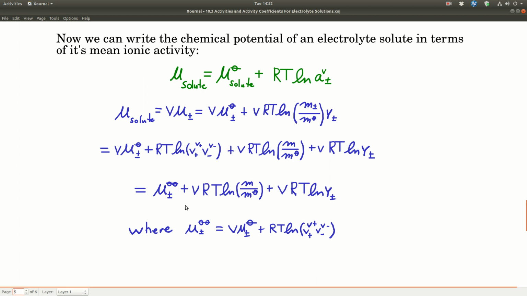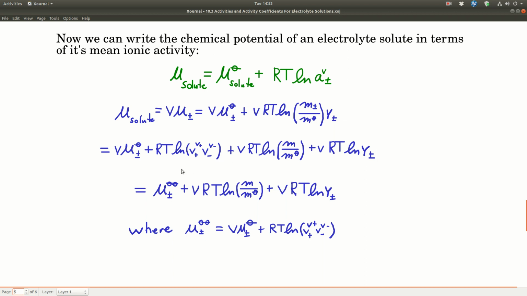Now, okay, we've gotten to the point where we can write the chemical potential of an electrolyte solution in terms of its mean ionic activity. So the chemical potential of the solute is equal to the standard chemical potential of the solute plus RT ln of the mean activity to the vth power. We can also write the chemical potential of the solute as v times the mean ionic chemical potential, which is equal to this term right here. And when we play with the log a little bit and spread it out, it ends up looking like this. And you guys should make sure that you see how we did this.